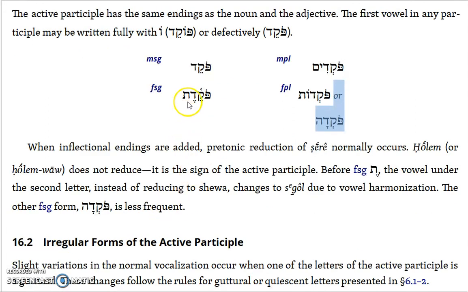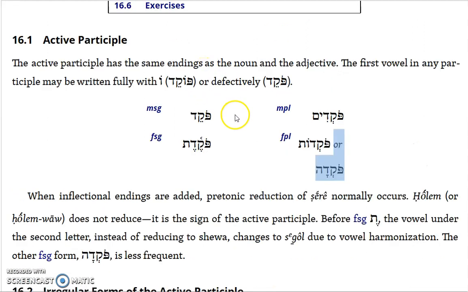Well, anyway, the thing that marks all these Qal active participles is a holem. So between the first consonant and the second consonant, you have a holem that can sometimes show up as a holem vav, a vowel letter, sometimes simply as the dot, the holem. But that's the main mark of the Qal active participle, is the holem.